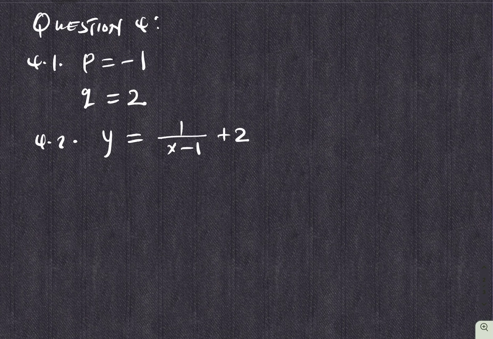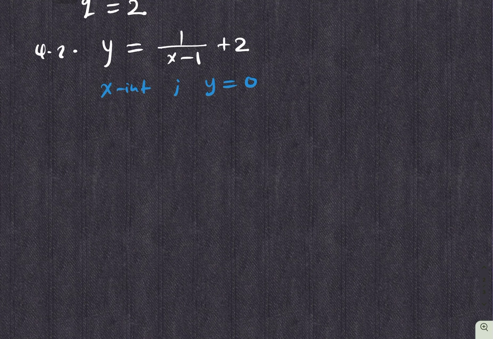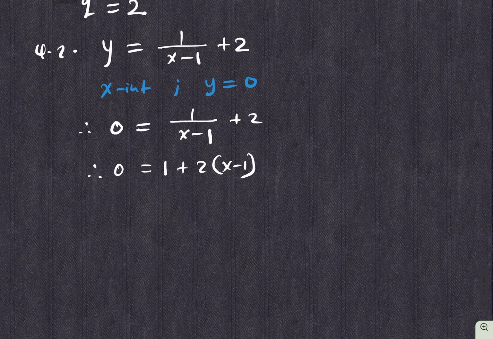So I'm going to say to myself that the x-intercept of this one is going to occur when y is equal to 0, and solve for x. Let's do it together. Y is 0. That means I'm going to have 0 equals 1 over x minus 1 plus 2. What can I do now? I can clear fractions by multiplying. This should be -1 here. What can I do now? I need to clear fractions by multiplying everything by x minus 1. That is 0 is equal to 1 plus 2 into x minus 1.